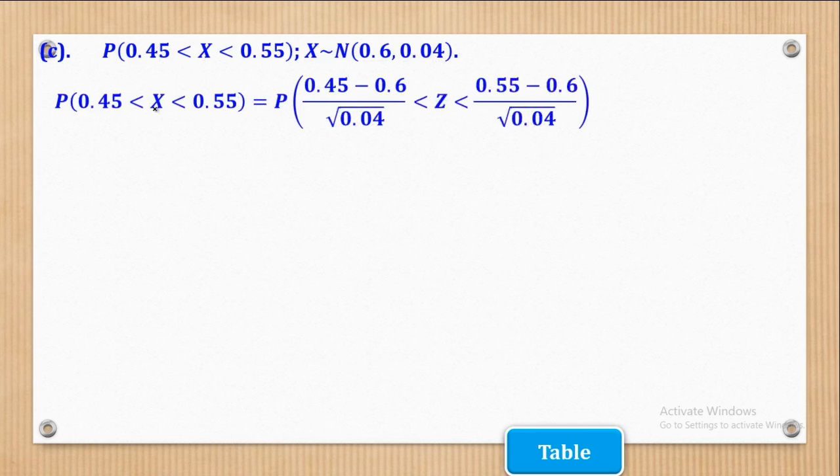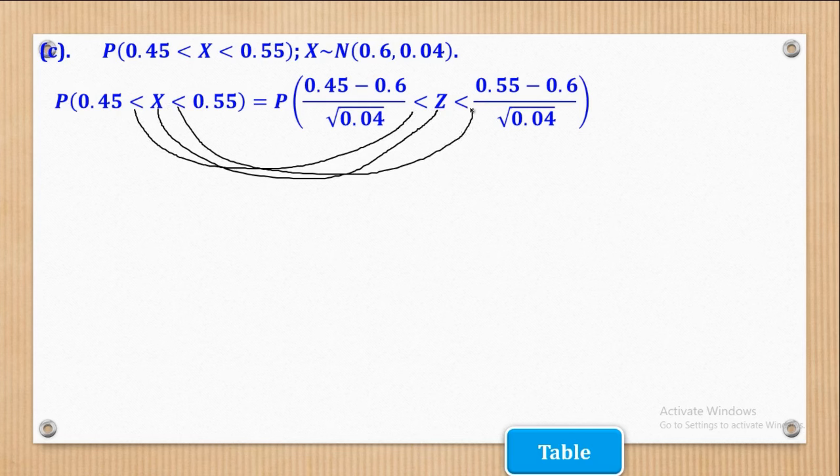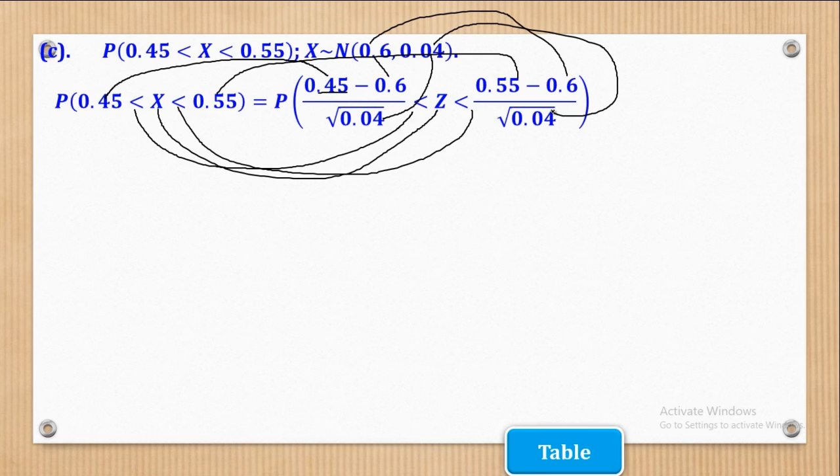The inequality signs must remain the same, so this x becomes z, but the inequality signs are maintained. This x value has to be converted to a z value by using the formula x minus mean over standard deviation. So this is an x value and this is the mean, and this standard deviation is the square root of variance. Similarly, this one must also be converted, so that is the x value, mean is that, and standard deviation is square root of variance.